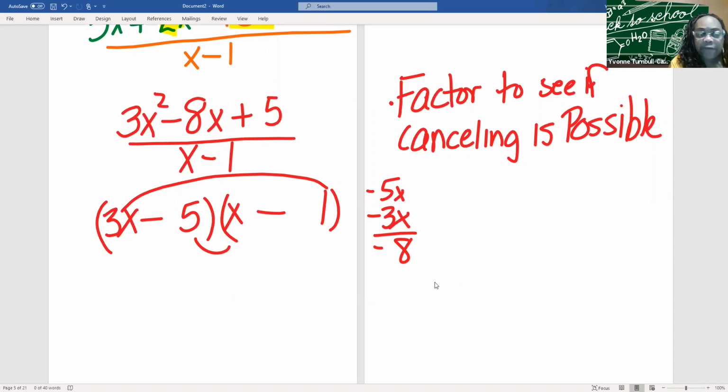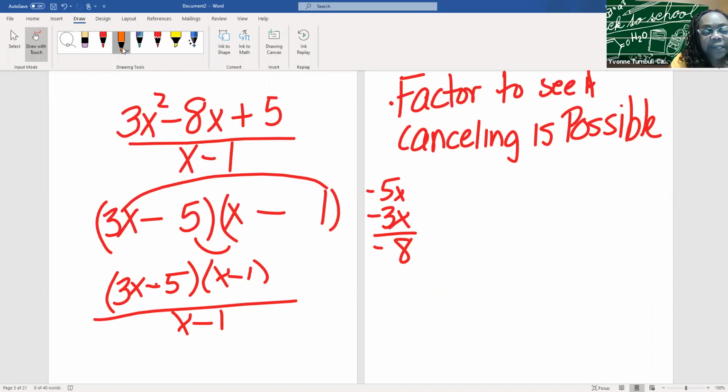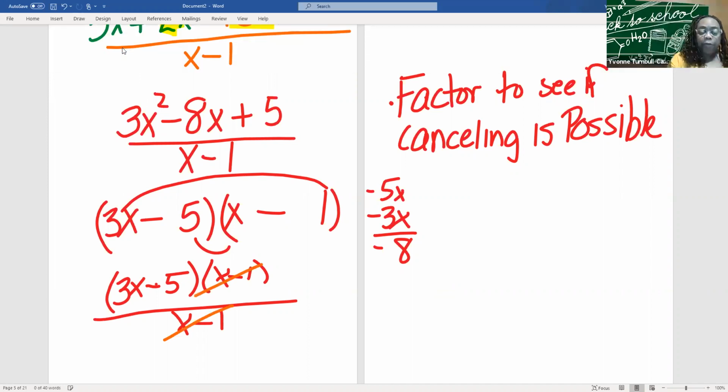All right, so I have now factored correctly. So this is my problem now. I have 3x minus 5 in parentheses and x minus 1 in parentheses. And in my denominator, the x minus 1 is still hanging in there. Now I notice I can cross cancel. This and this will cancel out, up and down or diagonal. So I'm left with 3x minus 5 as my answer.